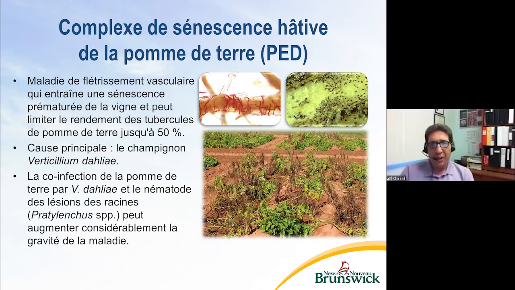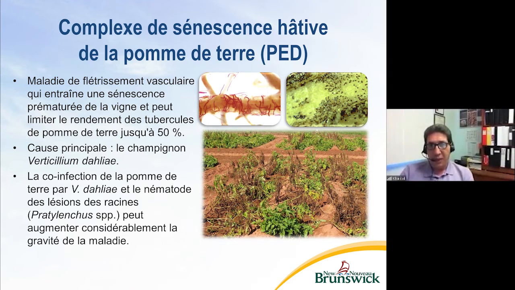So potato early dying, which I will refer to from time to time as PED, is a complex disease, and it's a vascular wilt disease which results in premature vine senescence, and it can limit potato tuber yield by as much as 50%. Primarily, it's caused by the fungus Verticillium dahliae, but the co-infection of potatoes by both Verticillium dahliae and the root lesion nematode, whose scientific name is Pratylenchus species, can greatly increase the severity of the disease.